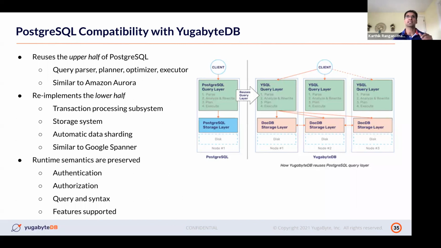So the entire disk subsystem, the storage subsystem in its entirety, along with transaction processing and data sharding, all of that is re-implemented similar to Google Spanner, right? So that means that a lot of the runtime semantics are preserved, like authentication, authorization, query and syntax and features, but some of the runtime semantics can change, right? And this depends on how you're running and deploying YugabyteDB.